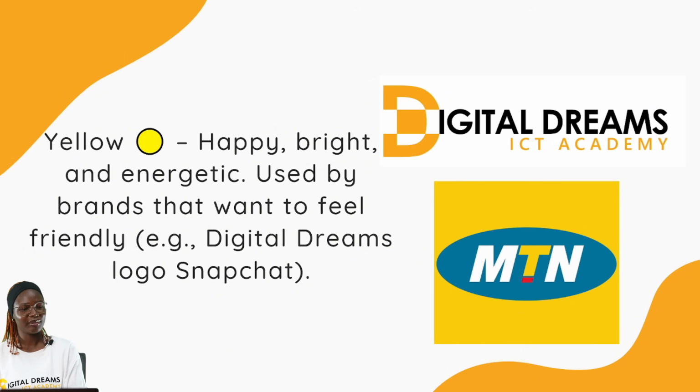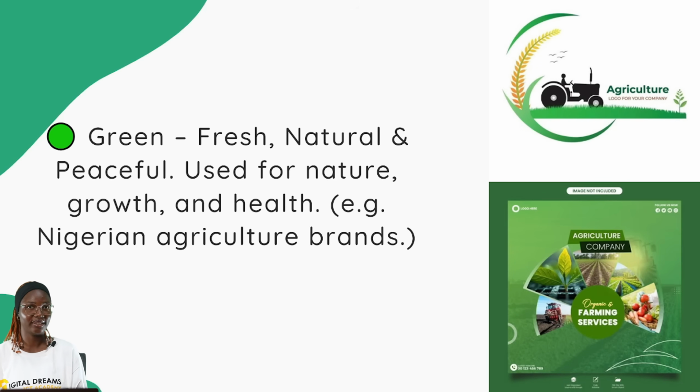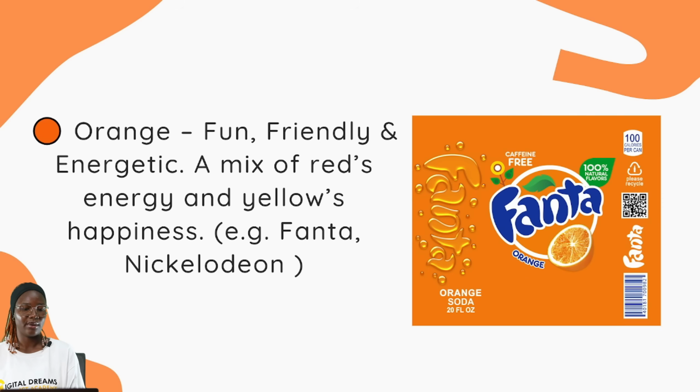Okay, so the next one is the color green, and we say green feels fresh, natural, and peaceful. It's used for nature, growth, and health. Example, you can see them in agricultural brands, like the flyer that I have right here. You can see these two flyers are agricultural flyers. It has to do with agriculture, and if you look at it, they incorporated the green color in their designs.